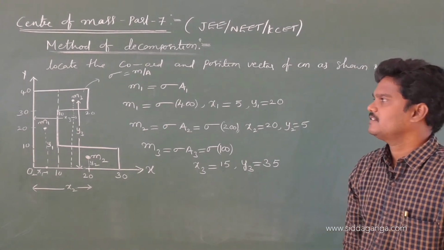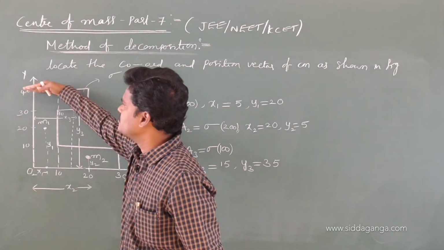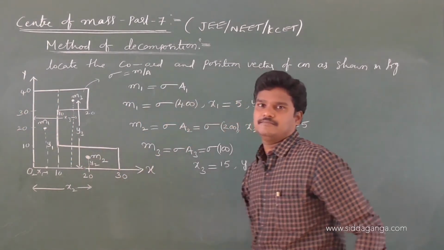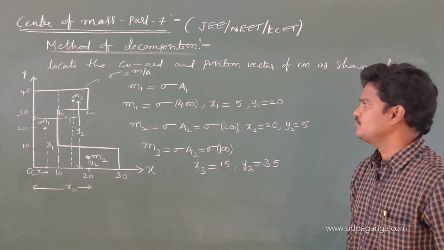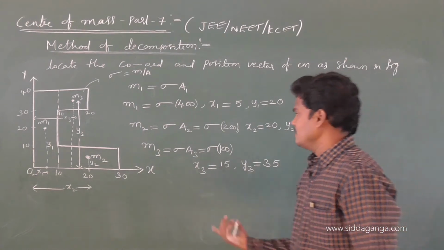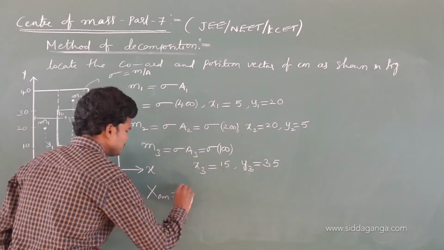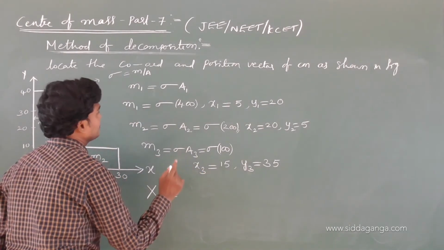So for this piece, the initial value is 30, final value is 40. 30 plus 40 by 2, 70 by 2, 35. So we got M1 x1 by 1, M2 x2 by 2, M3 x3 by 3. Okay, then what is the next target now? XCM. I think you know how to find this one. M1 x1, M2 x2. Let me substitute the values and I leave the calculation to you.